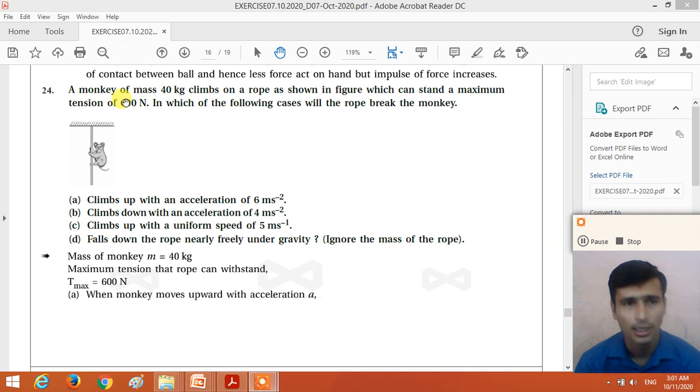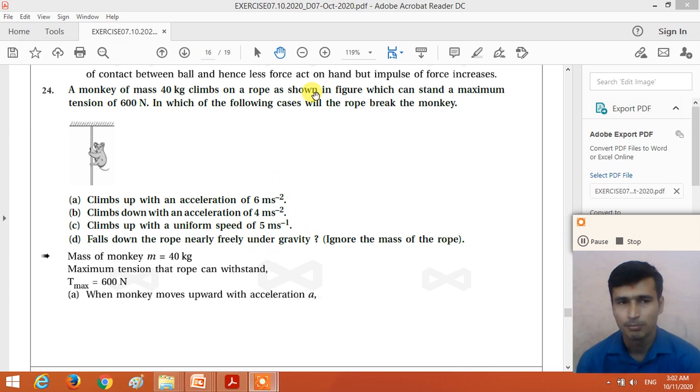So now, dear student, we'll take question number 24, which is similar to question number 13. A monkey of mass 40 kg climbs on a rope as shown in the figure, which can stand a maximum tension of 600 Newton. In which of the following cases will the rope break the monkey? A: climbs up with acceleration 6 meter per second square, B: climbs down with acceleration 4 meter per second square, C: climbs up with uniform speed 5 meter per second, and D: falls down the rope nearly freely under gravity, right? So here the maximum tension force the rope can withstand is 600 Newton.